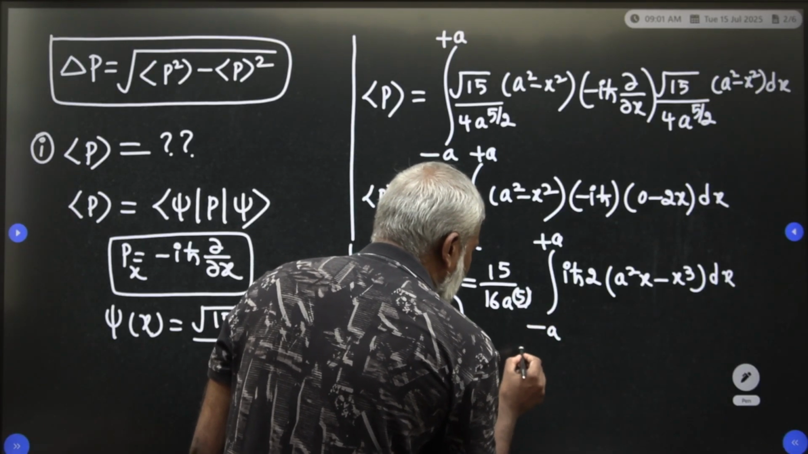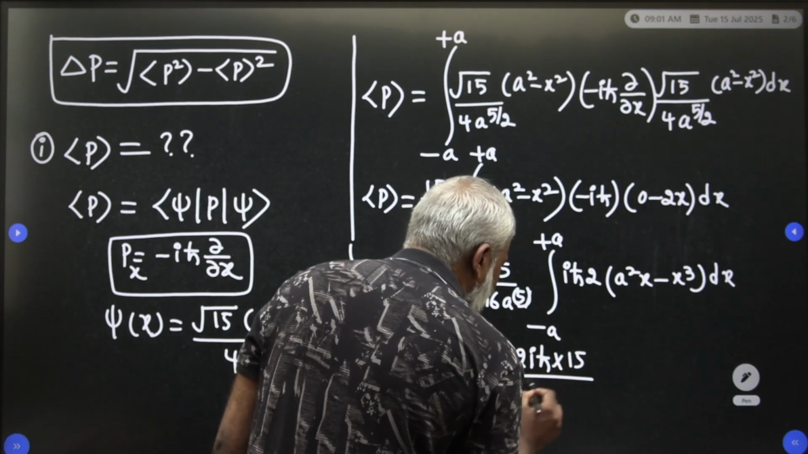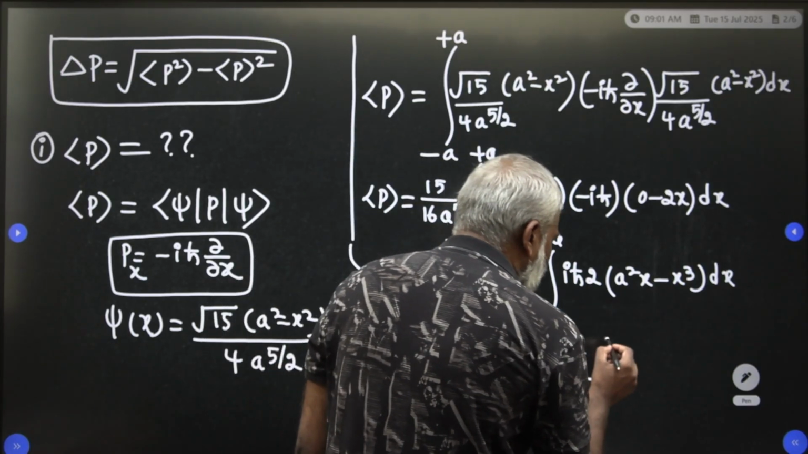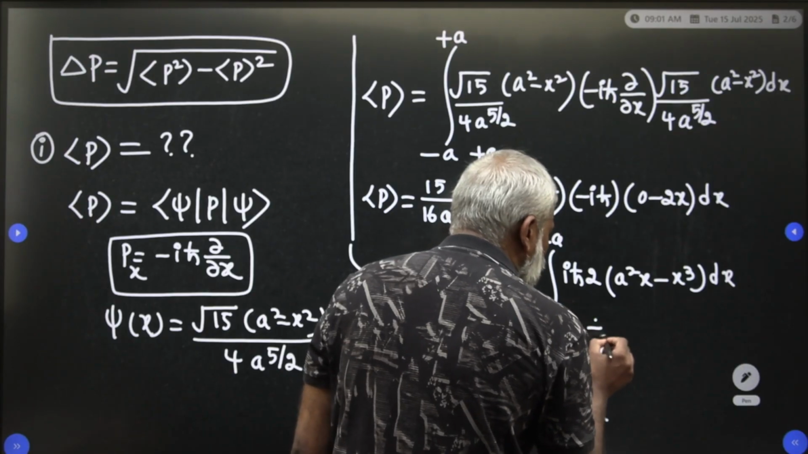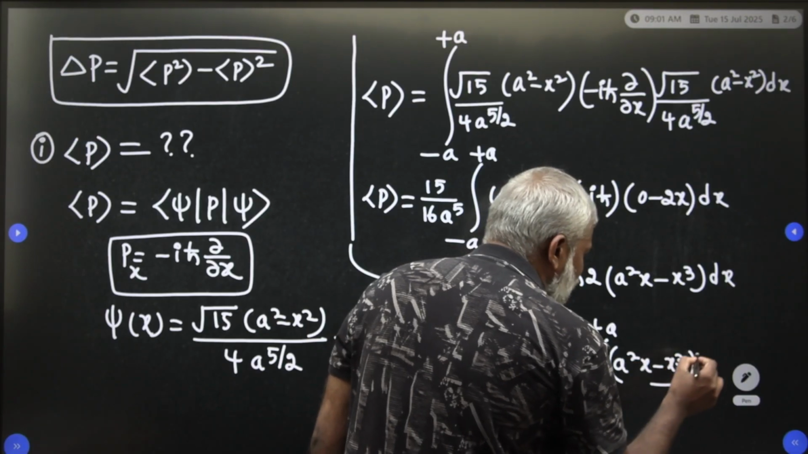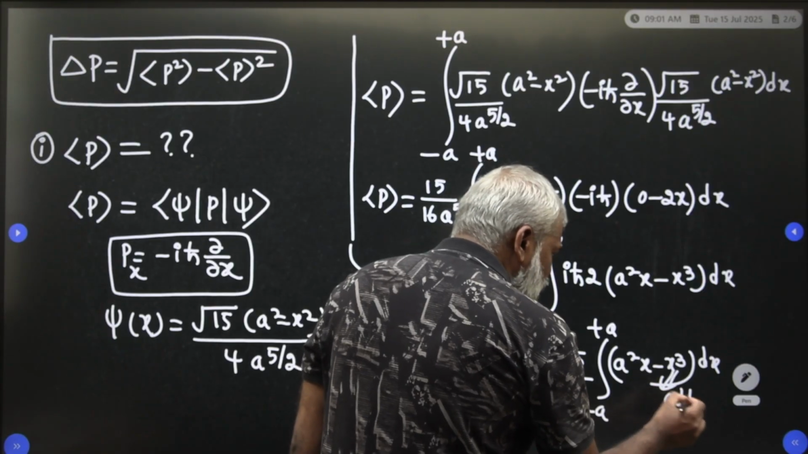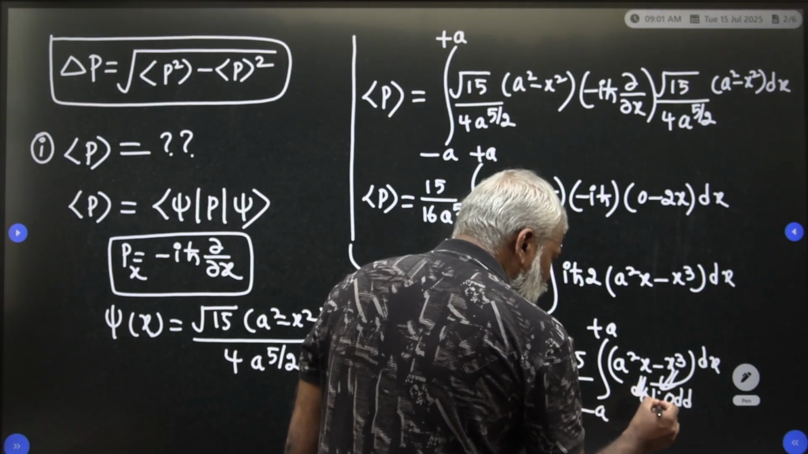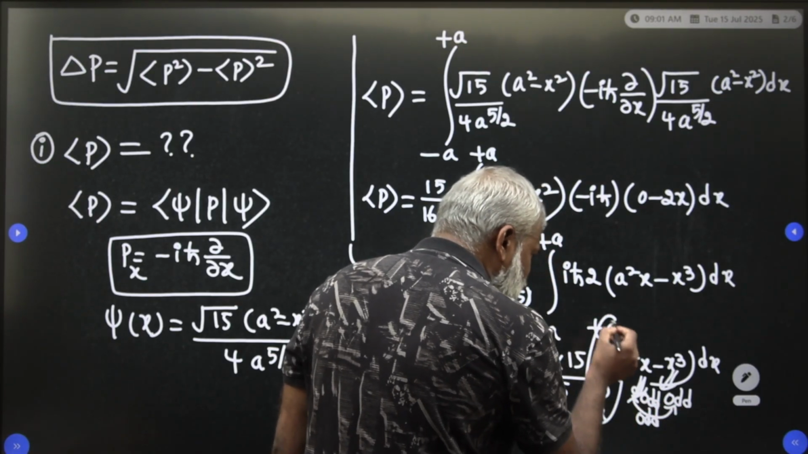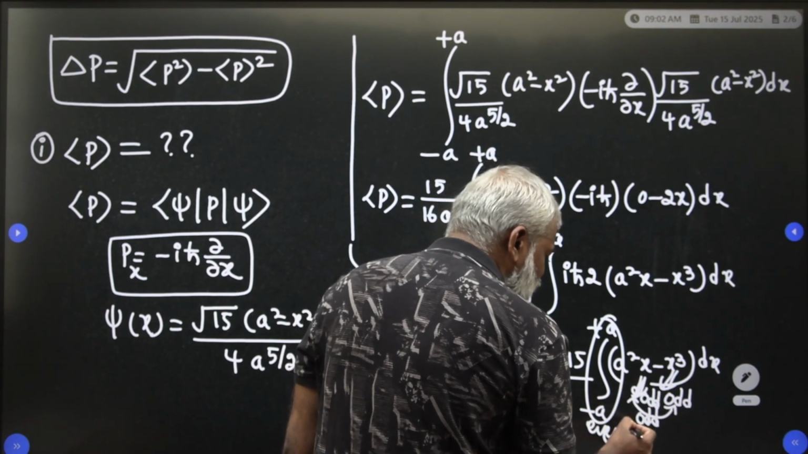So, what do we bring outside? 2iħ into 15 divided by 16 a to the power of 5, integral from minus a to plus a of a square into x minus x cube into dx. First, you have to see this function is an odd function; this function is also an odd function. The total function you are getting is an odd function. These limits are even limits.